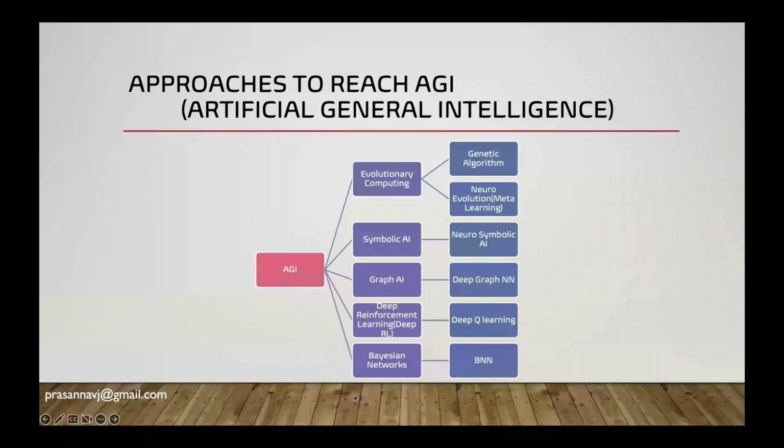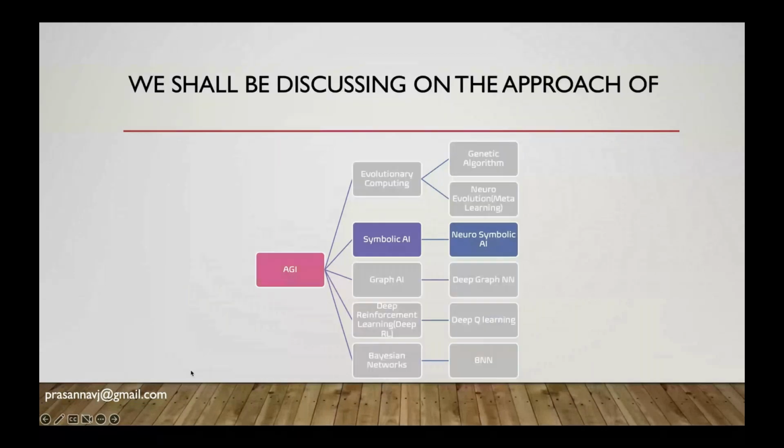This is not a finite list. There are many other approaches going on in parallel, such as quantum machine learning and so on, where all these approaches are trying to move away from artificial narrow intelligence to artificial general intelligence. That is the goal of all these research initiatives going on in parallel. In today's session, we're going to look at how symbolic AI and neuro-symbolic AI can be the approach for achieving artificial general intelligence.